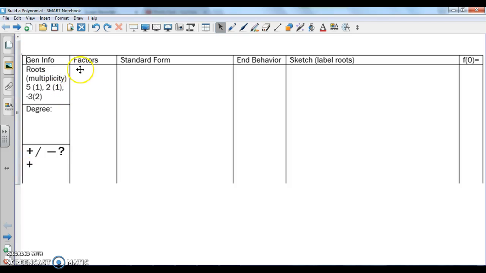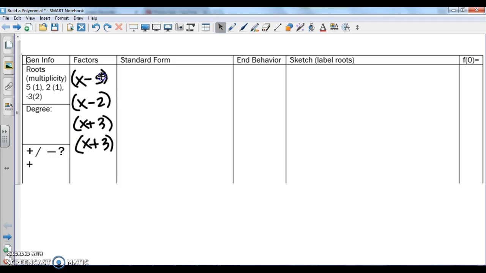Okay, so we're going to start with factors. You're going to write x, you're either going to write plus or minus. Well, if x equals 5, then the factor was x minus 5. Then if x equals 2, the factor would be x minus 2. And then you're going to have x plus 3, and you're going to have 2 of those, so I'm going to write it twice.